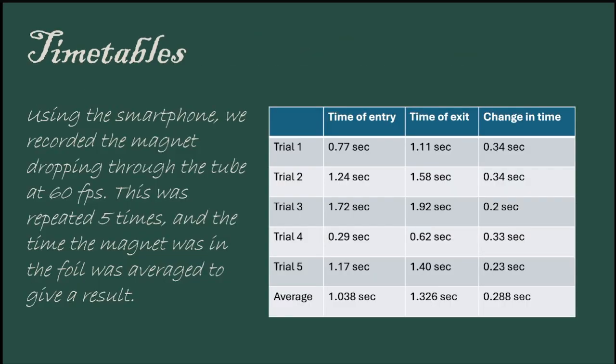Timetables. Using the smartphone, we recorded the magnet dropping through the tube at 60 fps. This was repeated 5 times, and the time the magnet was in the foil was averaged to give a result. As you can see, the result is 0.288 seconds.